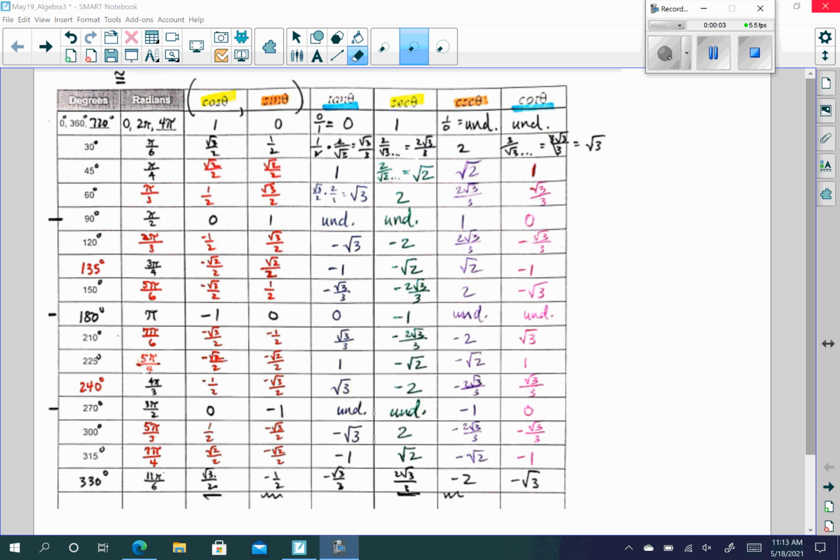Hello everyone, here are the solutions to the worksheet where you had to fill in all of the exact values of the 6 trig functions, as well as any missing degrees or radians. Pause the video to thoroughly look this over, check and correct your results.